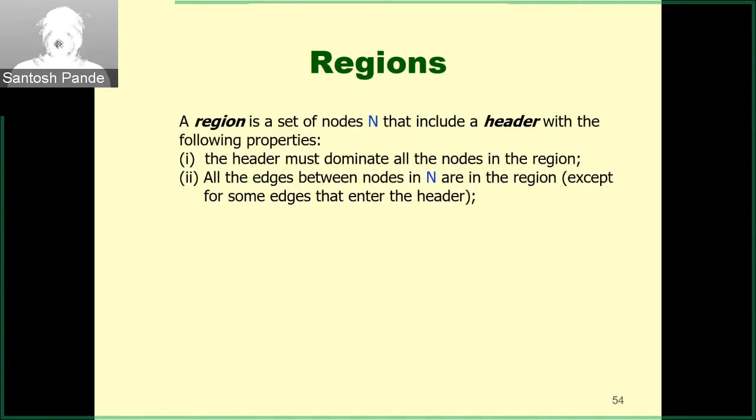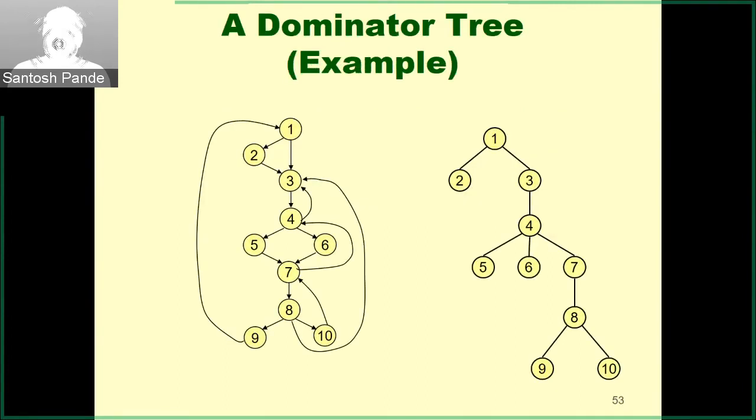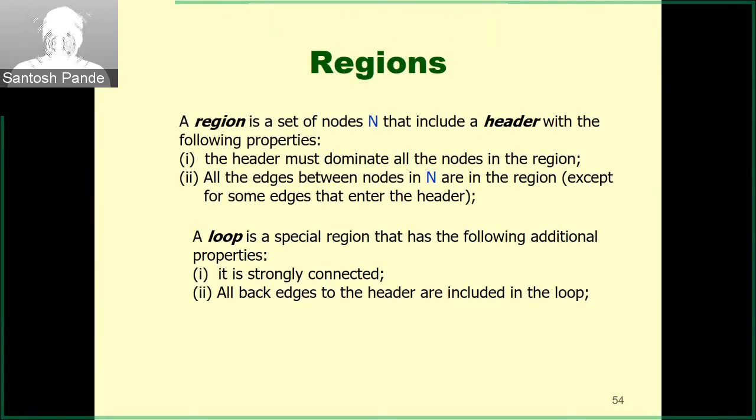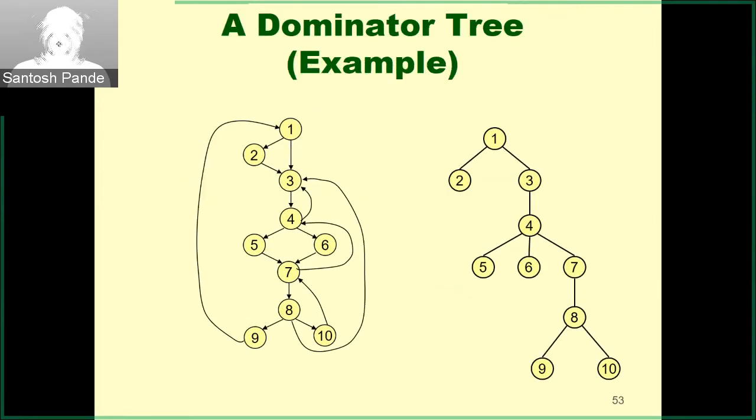Dominator tree, as I said, was one of the implicit steps if we follow the algorithm given in the slides to construct the loops. So loops were one type of region. The other kind of region could be simply an acyclic region, where the idea of course is that the header will dominate the nodes which are inside.